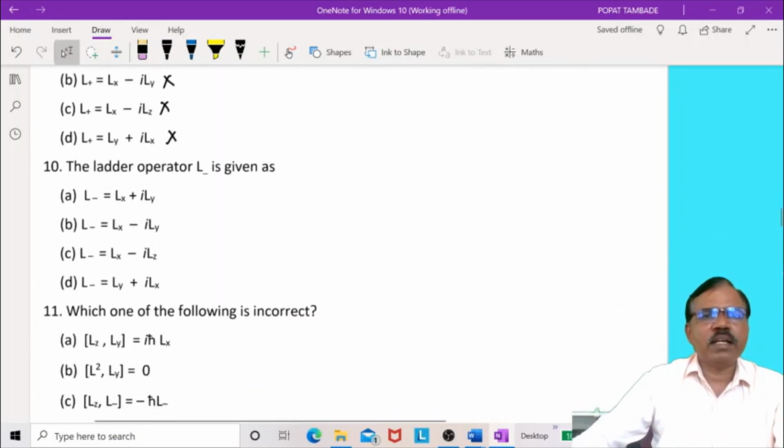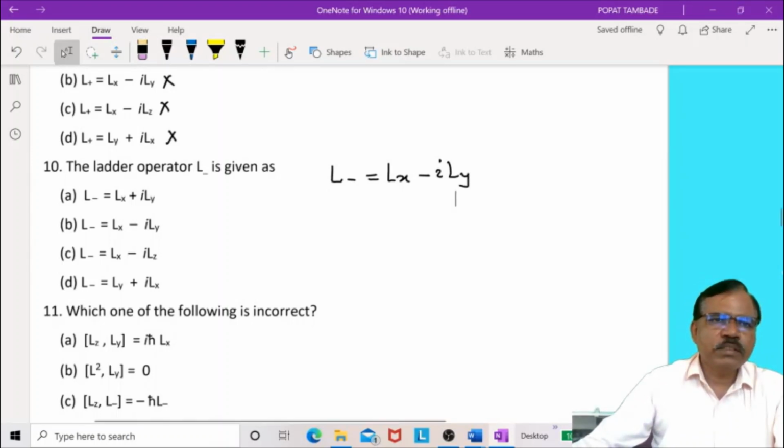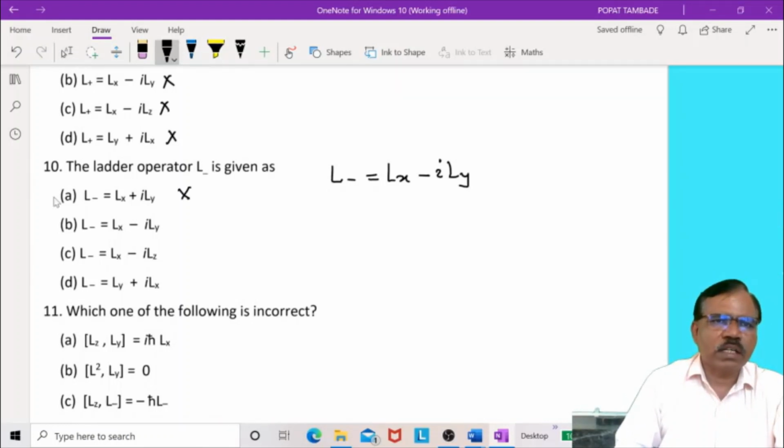The ladder operator L minus is given as, so L minus, it is simply Lx minus iLy. So here if we see four alternatives, this first one A is not correct, B is correct, C is not correct, D is also not correct, because here we have Lz. So B is the correct one.